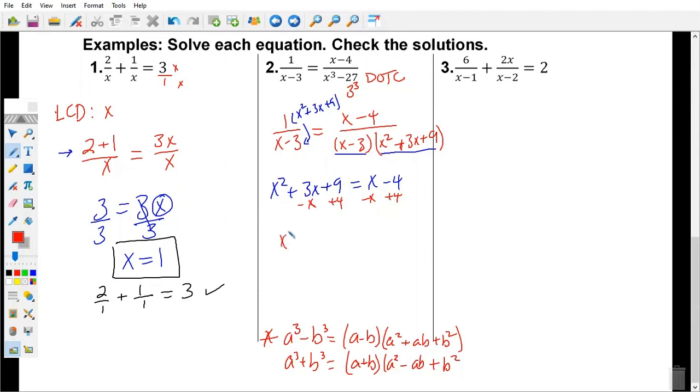Okay, that's going to give me x squared plus 2x plus 13 equals 0. Okay, so now we're down to solving this out. On this one right here, this isn't going to be an easy, pretty factorable situation. So what ends up happening here, we're going to have to use the quadratic formula.